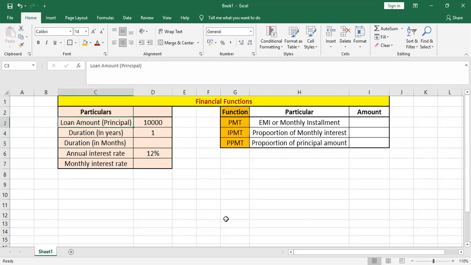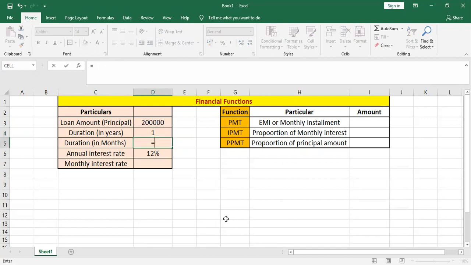You can see in this pink table there are these particulars. Loan amount, we can put anything. I have put 10,000, but let's increase the amount. I'll make it 2 lakhs. Then there is duration in years. So for ease, right now I have put only 1 year, and we can convert it into months just by doing equal to.